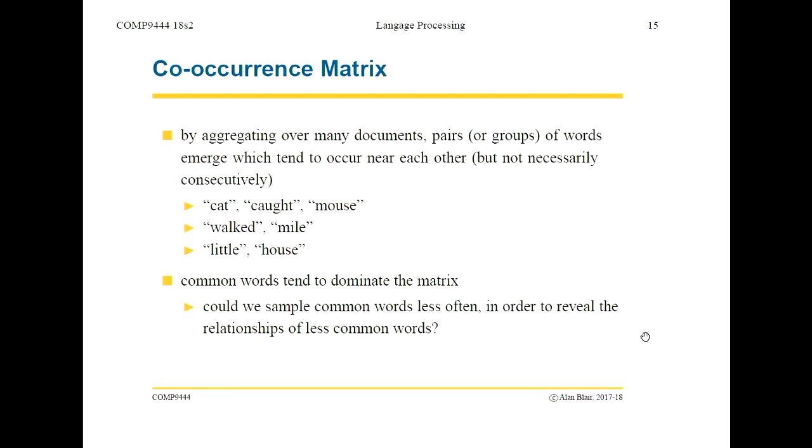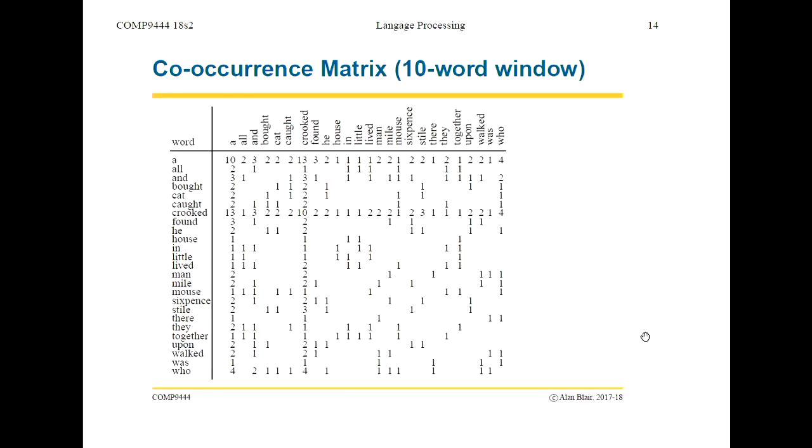Now, again, there's this issue which we'll come back to later, that common words tend to dominate this matrix, right? So crooked is a funny word that's sort of common here, but not generally. But if you aggregate it over multiple documents, there are certain words like the and so on that are very common generally. So sometimes we modify this matrix by sampling frequent words less often and so on. So we'll talk more about that later.